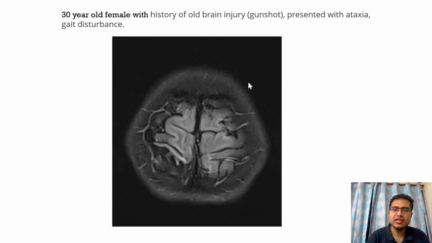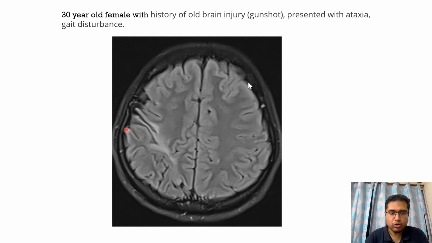Now coming to my next case, which is actually an interesting spotter case and it was asked in one of the quizzes, where a 30-year-old female with a history of old brain injury, a gunshot wound, presented with ataxia and gait disturbances. So it's an old history of brain injury or gunshot wound, and she presented with ataxia and gait disturbances.